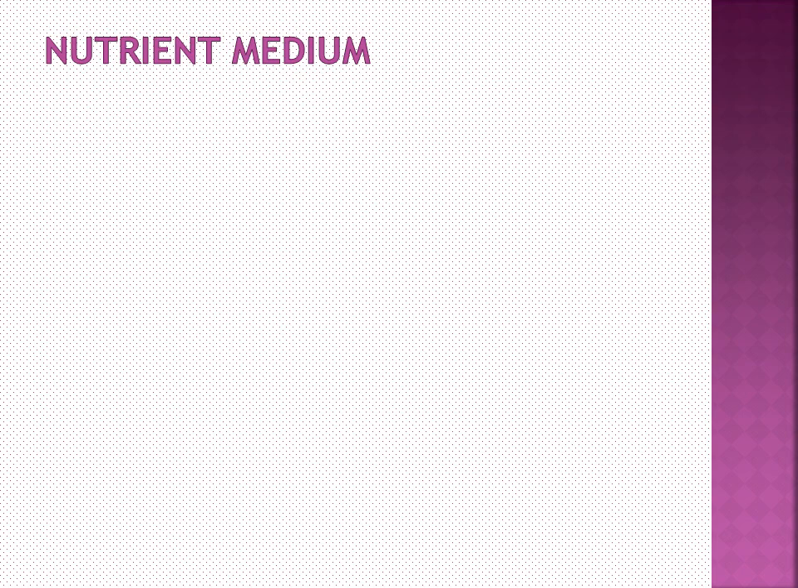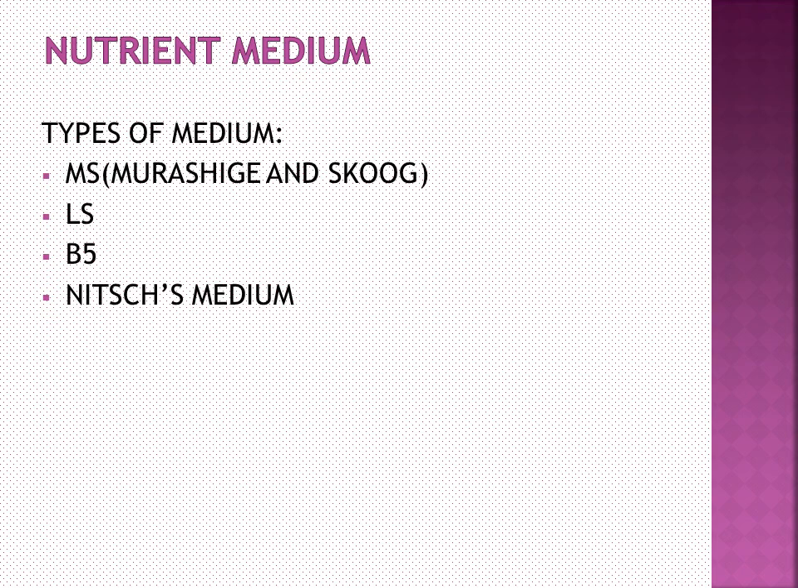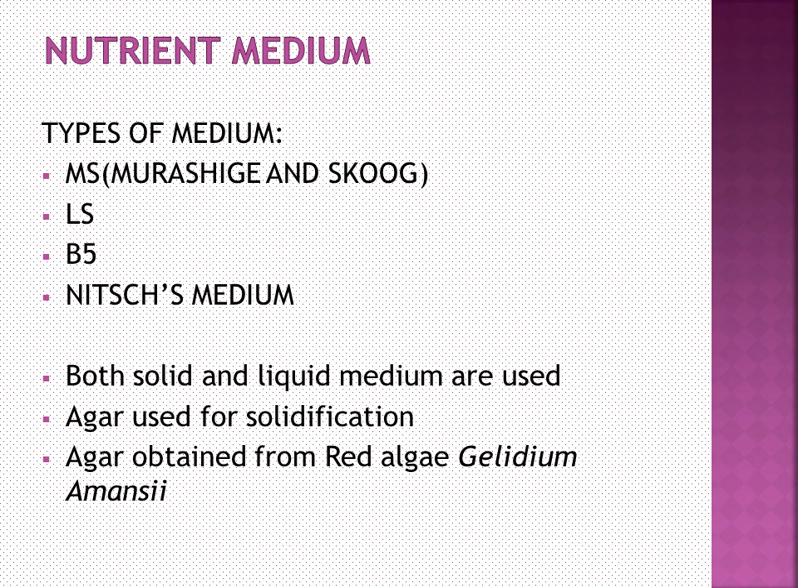Coming to the commonly used nutrient medium. Most commonly used medium is MS medium or Murashige and Skoog medium. LS medium, B5 medium and Nitsch medium are also used. Both solid and liquid medium are used and agar is used for solidification. Agar is obtained from red algae Gelidium amansii.